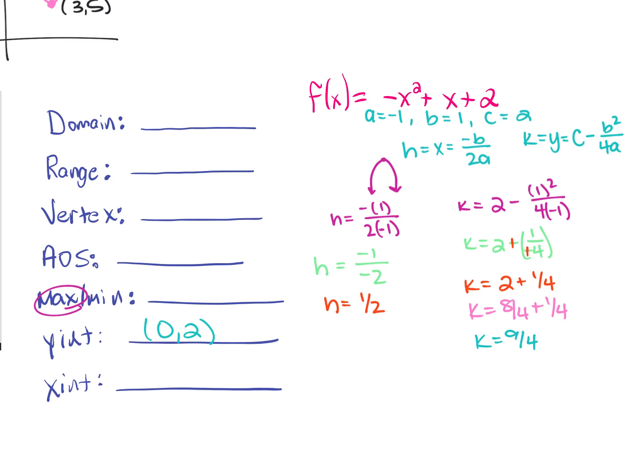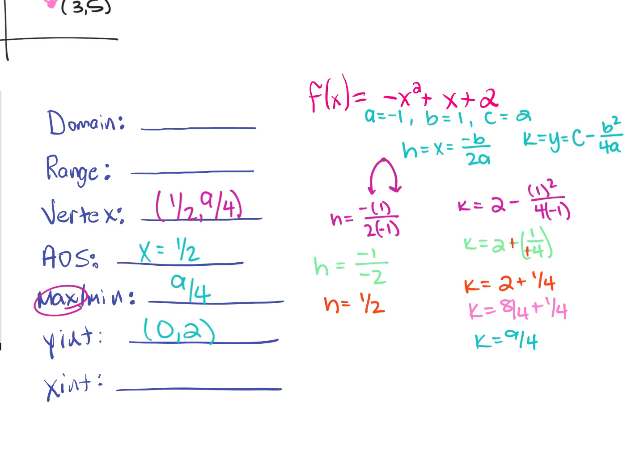So your vertex is the ordered pair h comma k. What's your vertex? 1/2 comma 9/4. Now that you have your vertex, what is your maximum point? Or what is your maximum value? Remember, your maximum is the y value from the vertex. So it would be the 9/4. Your axis of symmetry is the x value from your vertex. What is x equal to? 1/2. So your axis of symmetry is x is equal to 1/2.